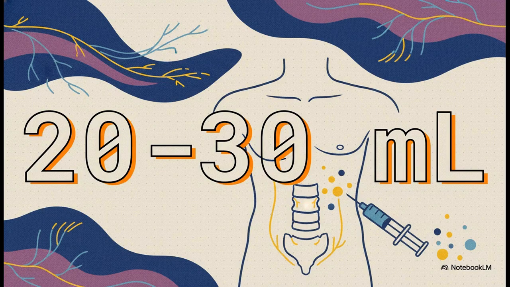If we try to skimp and use low volumes, say 10 to 15 mils, the local anesthetic simply will not have the hydrostatic pressure to pry apart the fascial planes of the TLF. It won't reach the thoracic paravertebral space, and your block will fail to cover those crucial upper dermatomes.